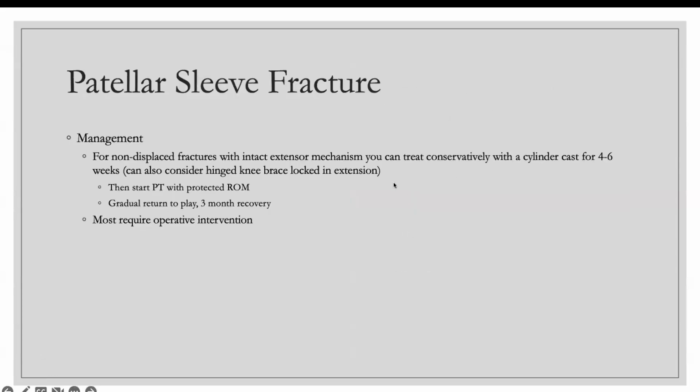For non-displaced fractures with an intact extensor mechanism, you can try to treat these kids conservatively with a cylinder cast for 4 to 6 weeks. You can also consider a hinge knee brace that's locked in extension if you've got a more compliant kid, a kid you trust a little bit more, teenagers that are going to want to take the cast off and shower. And then after that stage, we're going to start them with physical therapy with initially protected range of motion and gradually expand that range of motion.